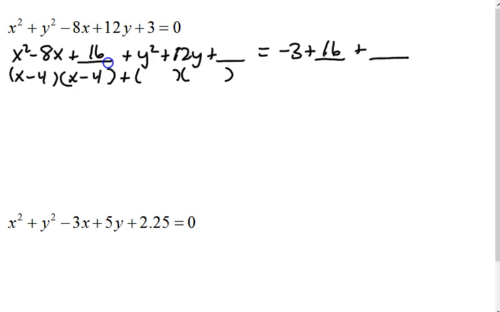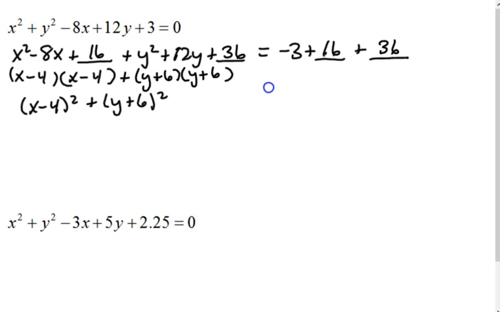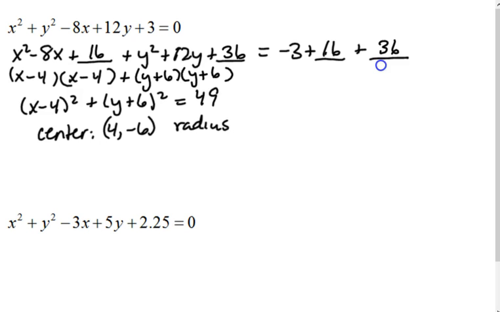Then my y terms, I'm going to need a y plus 6 and a y plus 6. That gives me y squared plus 6y plus 6y, 12y. 6 times 6 is 36. Add the 36 to the other side. So now I have x minus 4 squared plus y plus 6 squared equals negative 3 plus 16 is 13. 13 plus 36 is 49. So I have a center here at 4, negative 6, and radius is 7. Okay, next one.